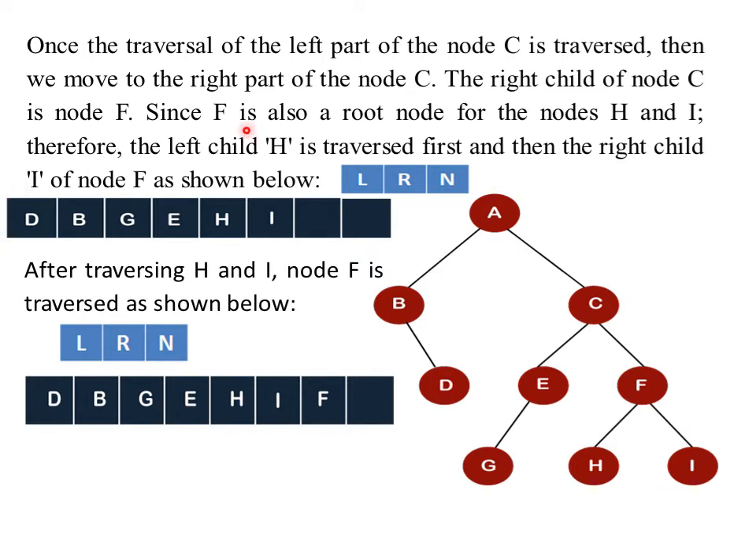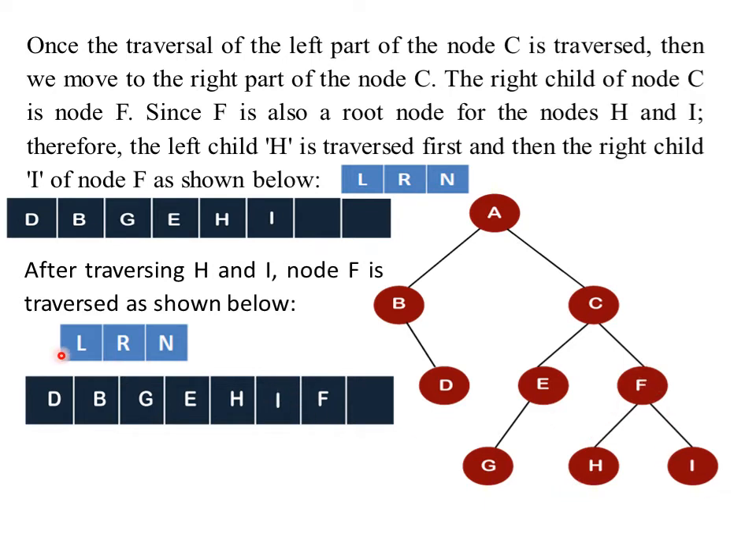After this, what happens? Once the travel of the left part is over, next it should move to the right part, in the right part of the C. Here, what is there in the right part of the C? F is there. Then F has two nodes, that is left and right.